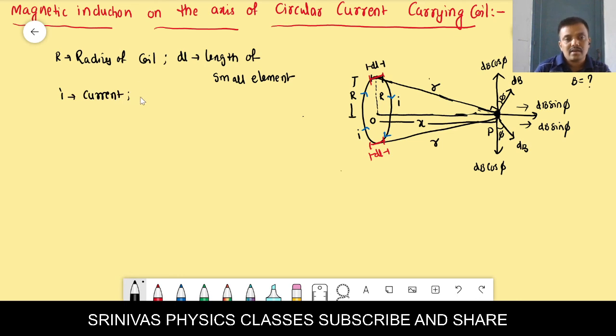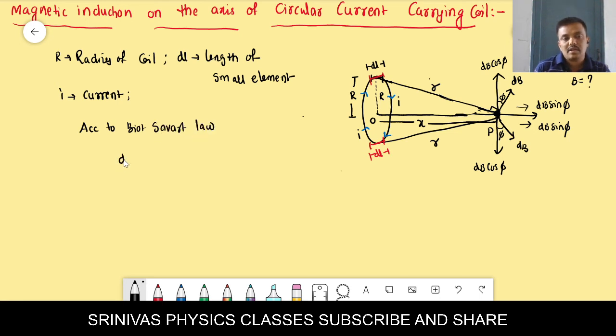And the capital R is the radius, already completed. Okay. And X is the distance of the point where we want to find out the magnetic induction from the center of the loop. And I want the magnetic induction according to the Biot-Savart, what we write. According to Biot-Savart.